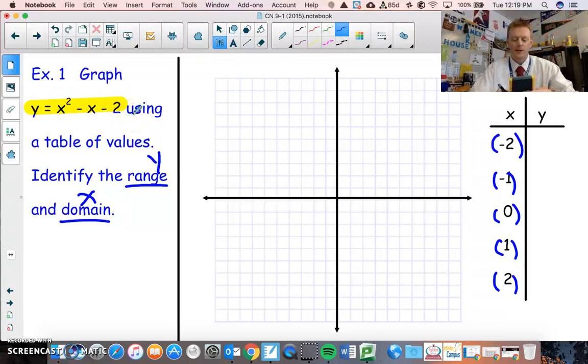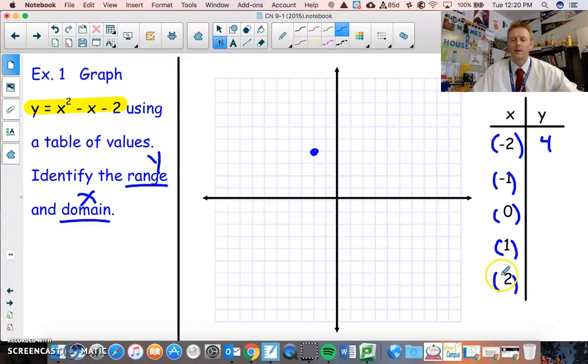So I'm going to put in this parenthesis, -2 to the second power, parenthesis, minus a parenthesis, -2, minus 2, and I get the answer of 4. And when I have the -2, so to the left 1, 2, and up 4, 1, 2, 3, 4 is one of my points.